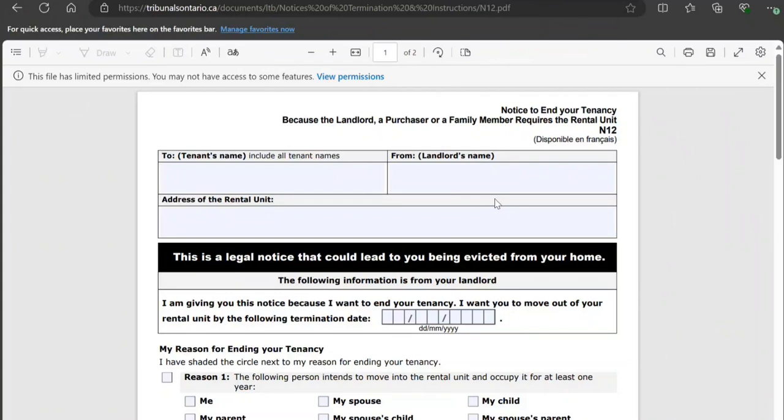So guys, in this video we are going to see how to fill up form N12, notice to end your tenancy because a landlord, a purchaser or a family member requires a rental unit.